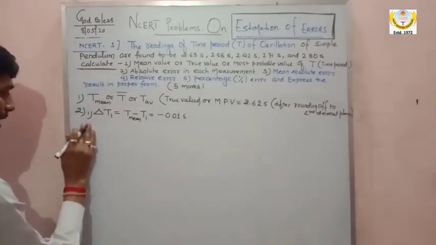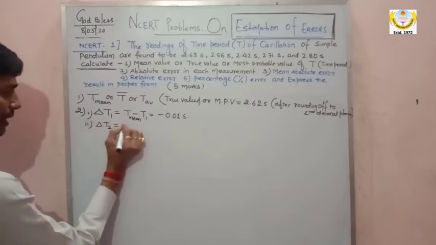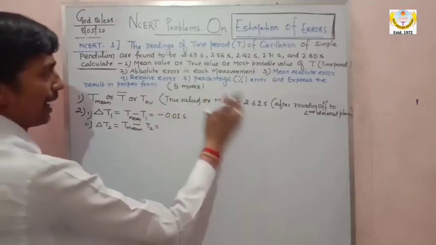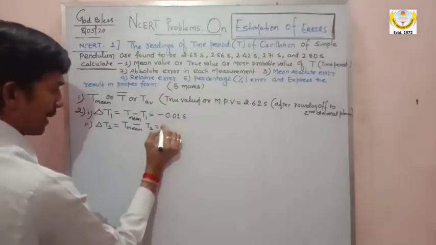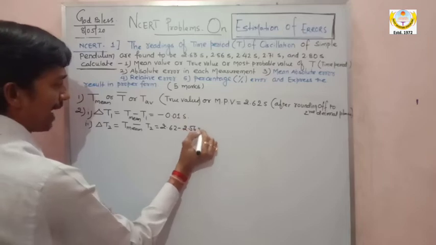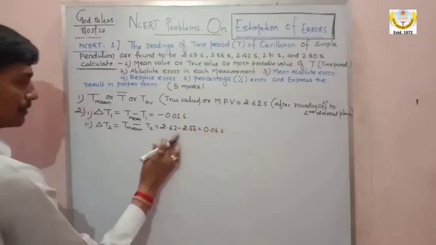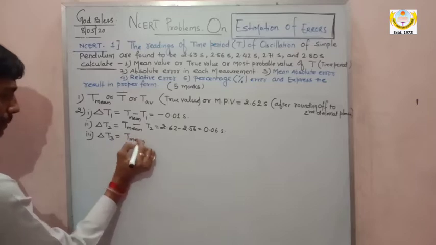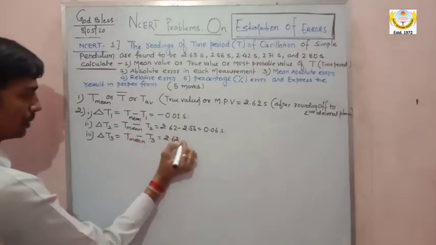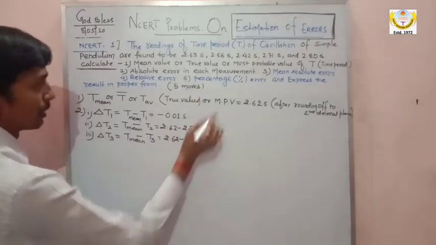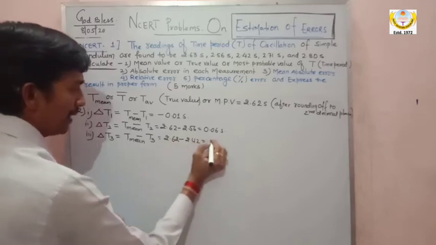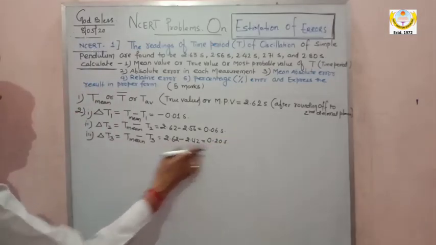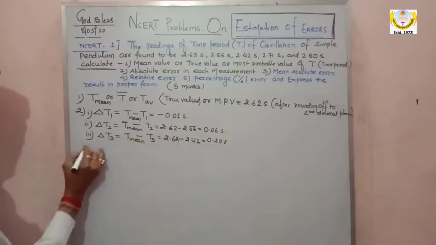The second absolute error, delta T2, is equal to T mean minus T2. Now T mean is how much? 2.62 and this is 2.56. So 2.62 minus 2.56, answer will be plus 0.06. Don't make mistakes. Delta T3 is equal to T mean minus T3, this will be 2.62 minus 2.42, because third reading is 2.42, and the answer of this will be 0.20 second. Subtraction should be done properly.